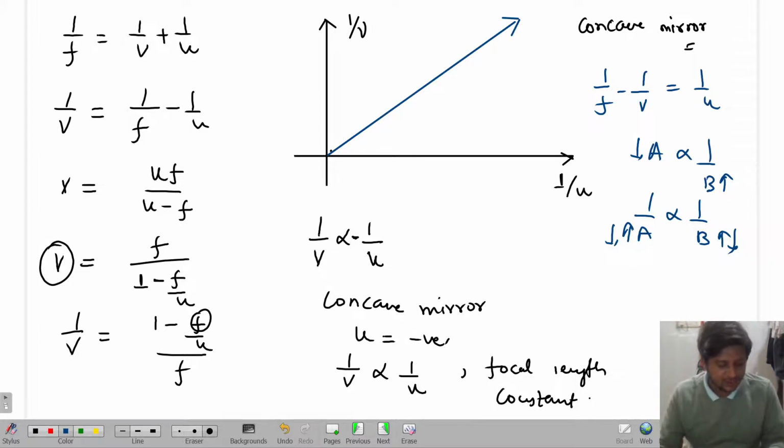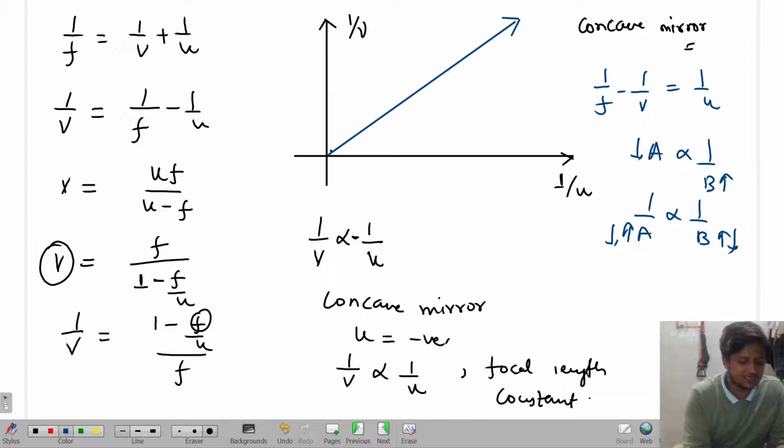Arey, Gagan, that's what I'm saying. Try to see this relation. If A is inversely proportional to 1 by B, if B increases, A decreases or not? You are aware of it. Tell me yes or no. But if 1 by A is inversely proportional to 1 by B, then what is going to happen? If B increases, A also increases or not? Tell me. Got it or not?